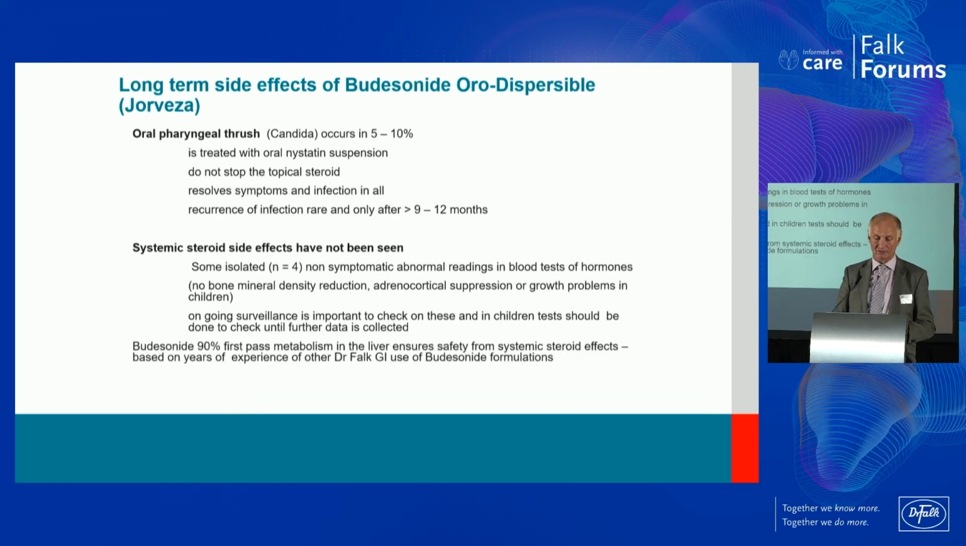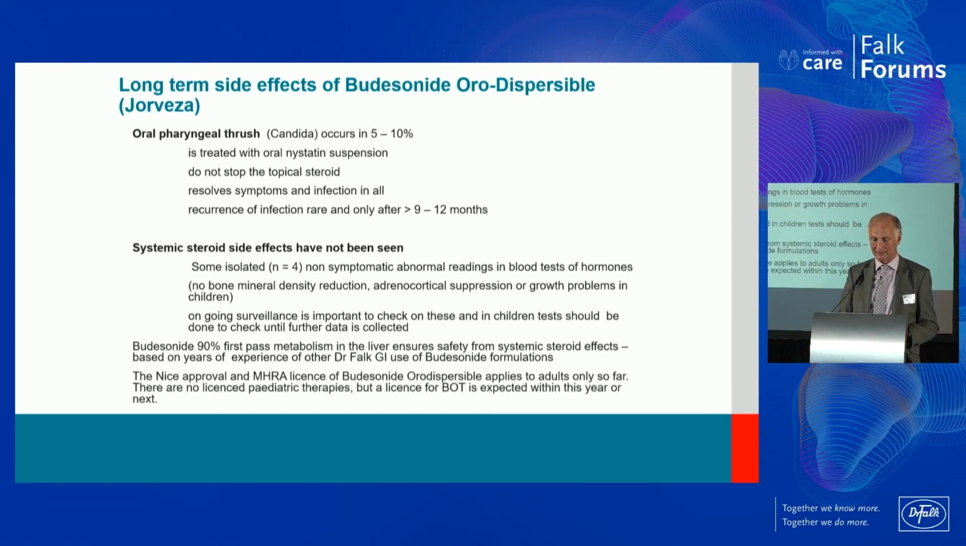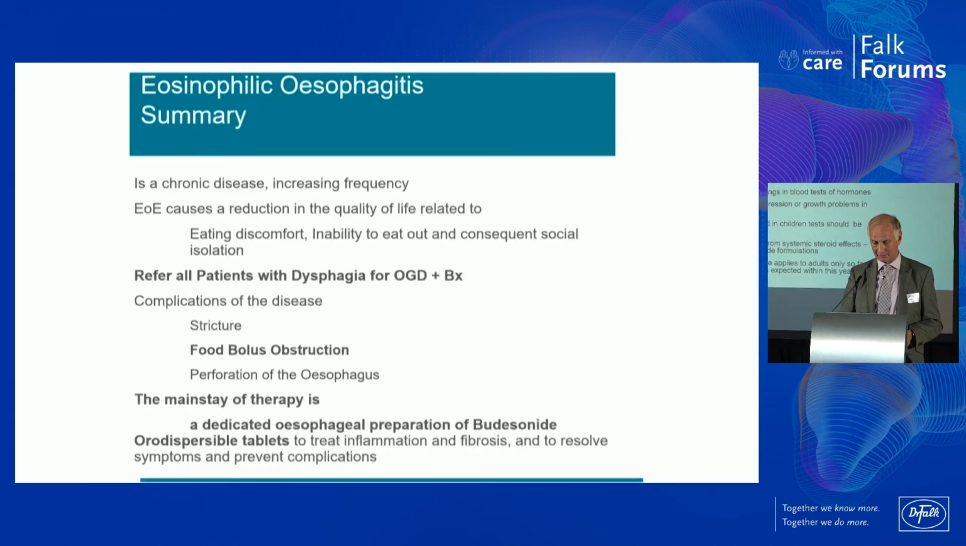And the reason it doesn't have side effects is that it's got a 90% first pass metabolism in the liver. So with one circulation, you've got rid of 90%. And on the second circulation, 90% of the remaining 10% is gone. So it just disappears really quickly. You don't get systemic side effects. And it has nice approval. It's the only licensed drug, and as I said, now we've got guidelines from the BSG, which you will be able to see published next month, which is just great.